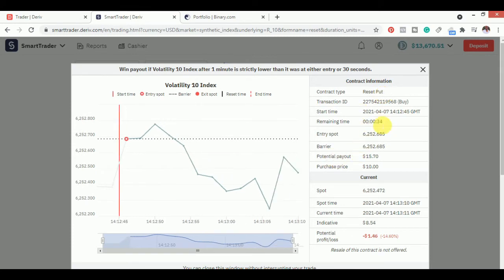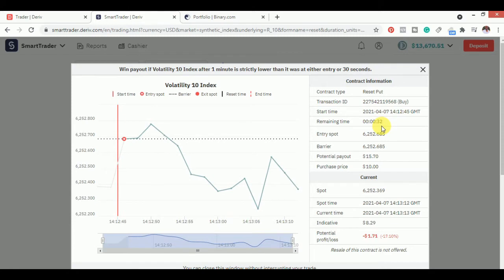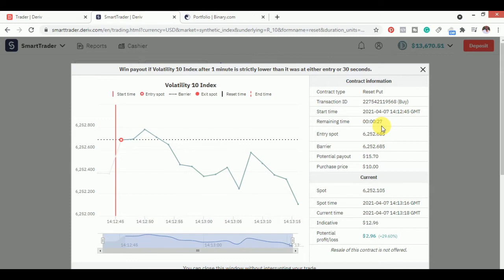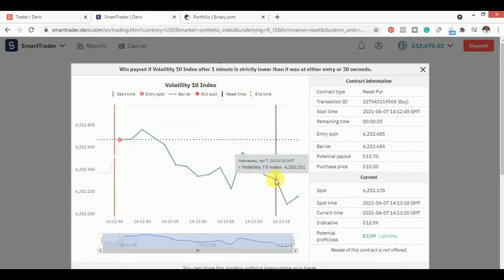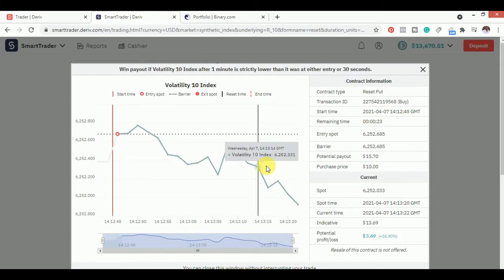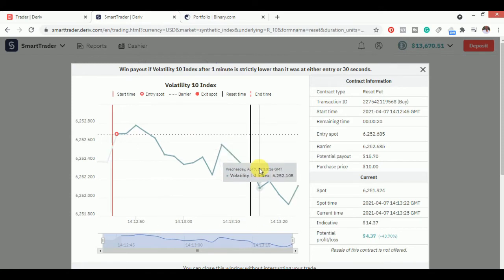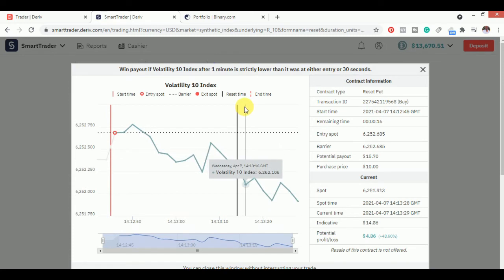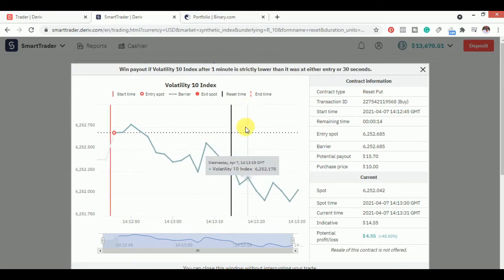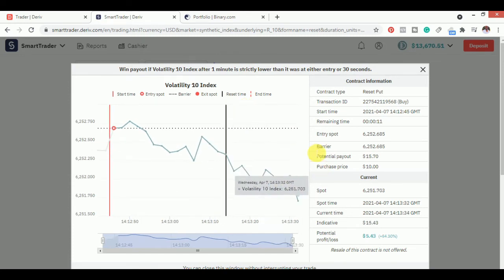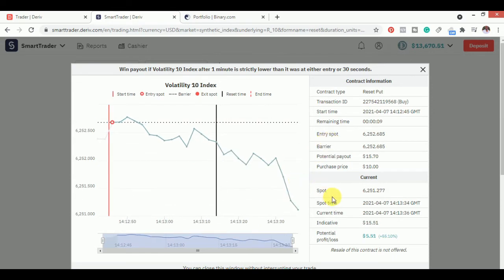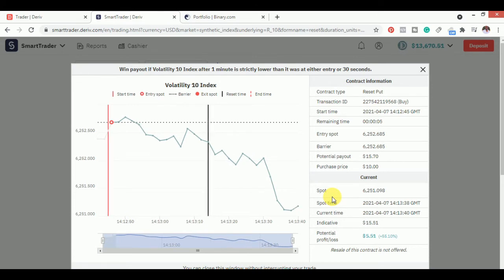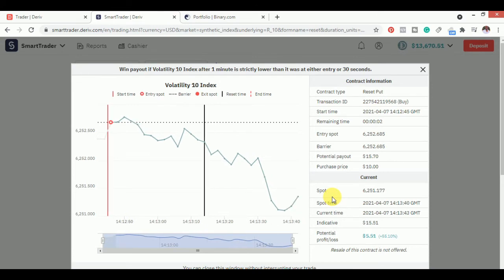So see, it's about 32 seconds now, 30 seconds, there'll be a reset put. All right, see this barrier here, this is a reset barrier. So now if this barrier was reset somewhere up here and the trade ended above this point, it will still be a win. But already now look at this trade, now it's going to be a win. So you can see that with this pattern of trading, you have more chances of winning.